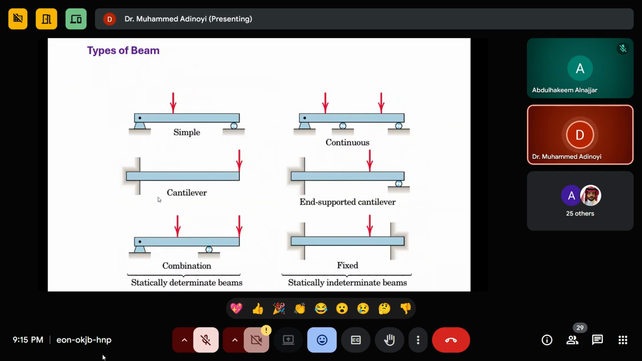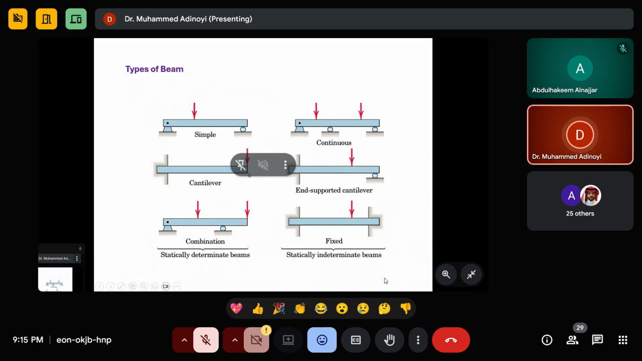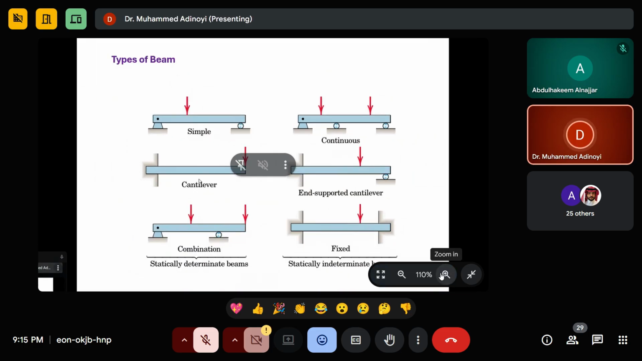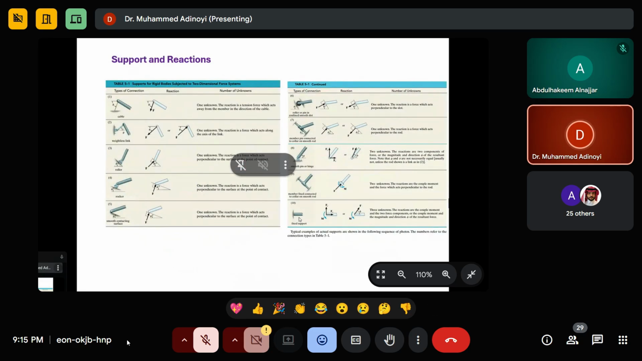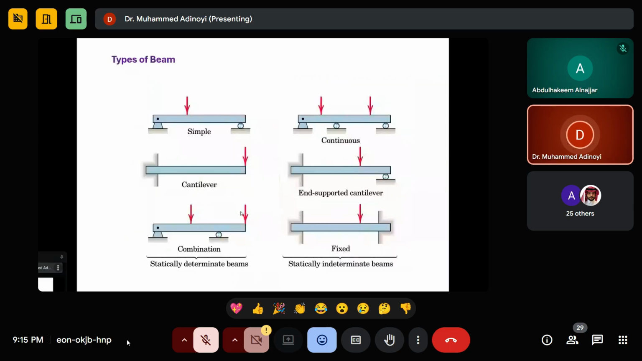X, Y, and a moment. Because this guy is trying to rotate it, there must be a counter moment here. So this is a fixed support, this is what we just saw. Number 10 is like this, a cantilever.